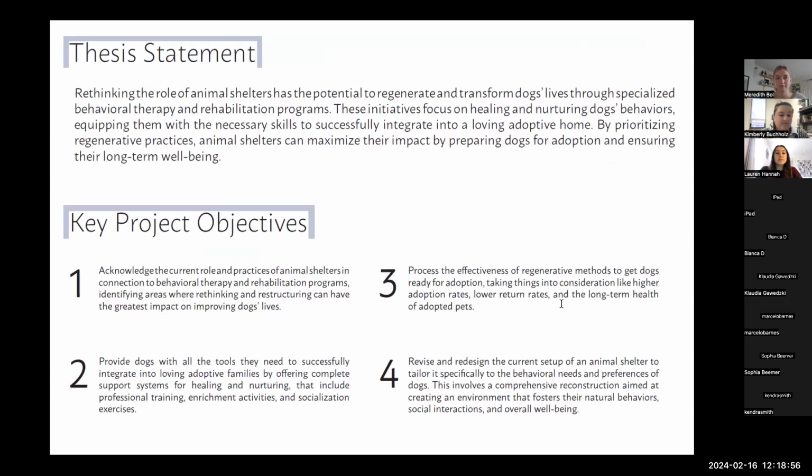So going into my thesis statement: rethinking the role of animal shelters has the potential to regenerate and transform dogs' lives through specialized behavioral therapy and rehabilitation programs. These initiatives focus on healing and nurturing dogs' behaviors, equipping them with the necessary skills to successfully integrate into a loving adoptive home. By prioritizing regenerative practices, animal shelters can maximize their impacts by preparing dogs for adoption and ensuring their long-term well-being. So then I just wanted to highlight 4 of my key project objectives.